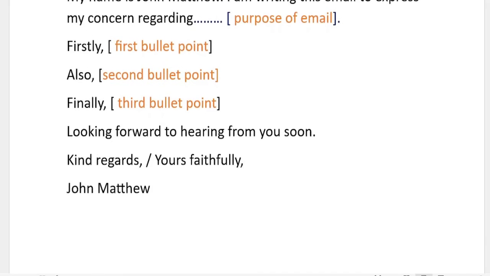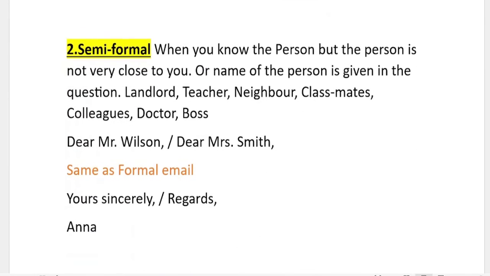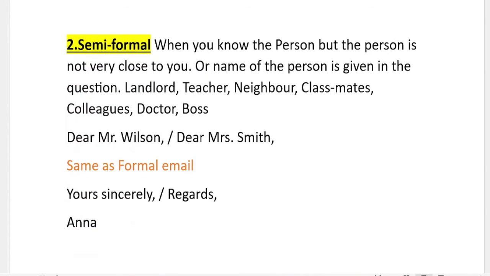Okay, now we'll talk about the semi-formal email. Semi-formal email is when you know the person, but the person is not very close to you. In other words, I would say it is when the name of the person is given in the question. So in these kinds of situations, it comes in the semi-formal category.